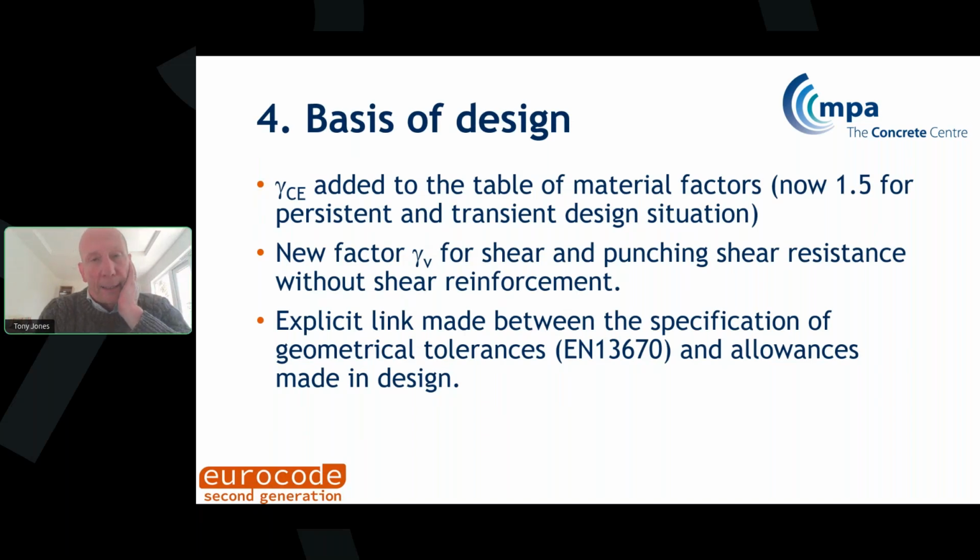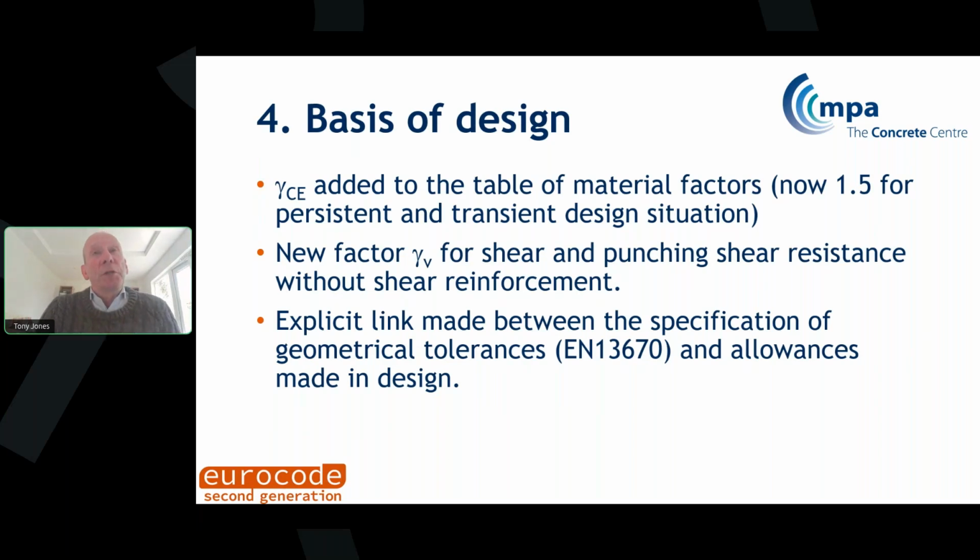explicitly include a partial factor for the Young's modulus of concrete. Now, in first generation Eurocodes, that was included in certain sections, for example, for second order effects, but it actually wasn't very consistently dealt with. So now we start off and we have a factor for that. It's 1.5, which is actually an increase on the 1.2 typically used for second order effects.